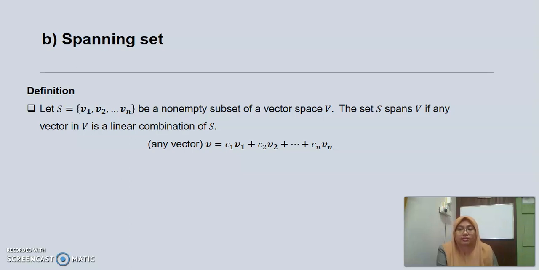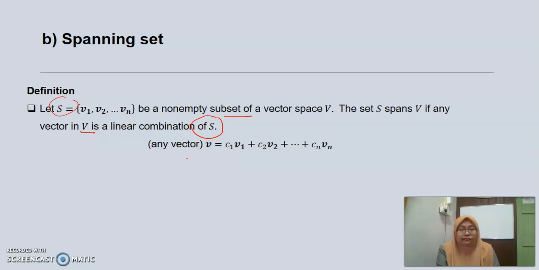Okay, let S be any vector, let's say V1, V2 up until Vn. So this set S is a non-empty subset of vector space V. The set S spans vector space V if any vector in V is a linear combination of S.